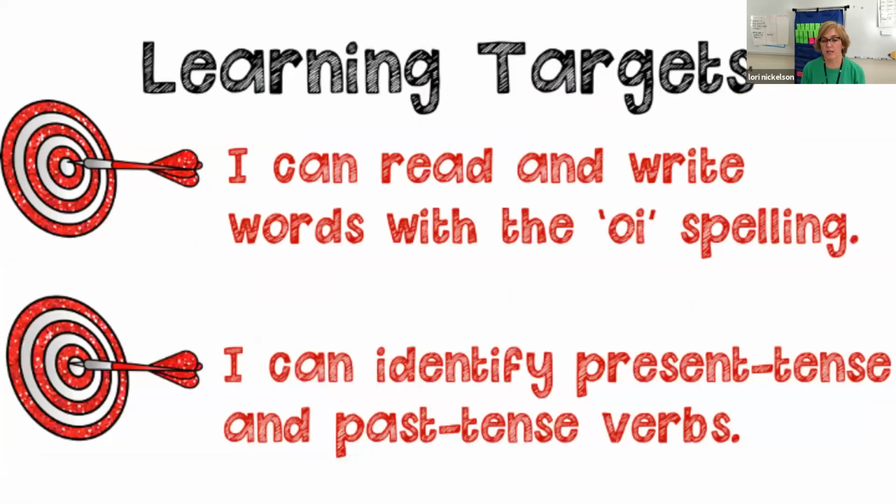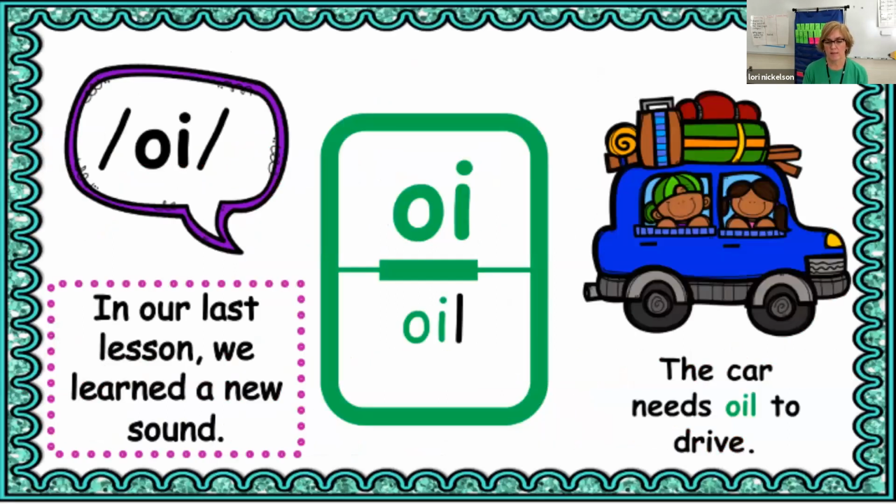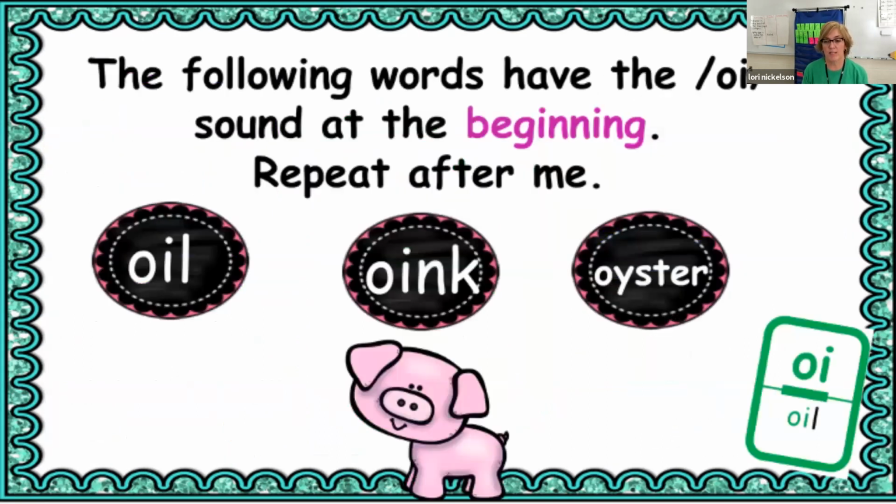Our learning targets: I can read and write words with the oi spelling, and I can identify present tense and past tense verbs. Remember, a verb is an action word. The oi, as in oil, it is a verb. Remember, it's our new sound that we learned in our last lesson, and it's a common spelling, okay? The car needs oil to drive. Good. The following words have the oi sound at the beginning.